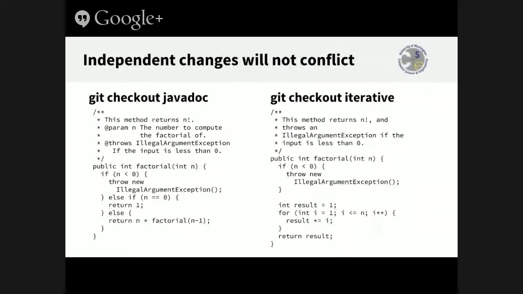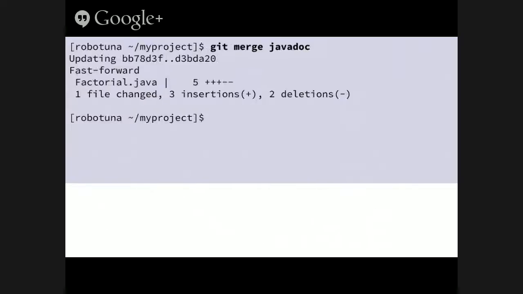So if we look at what it looks like, here's what the Javadoc looks like. It has some comment, and here is the iterative version of our factorial algorithm. And notice that the comment is still the same. So these look pretty different, and it would possibly be difficult to merge them.